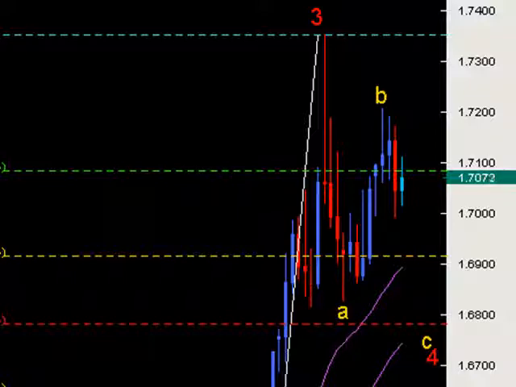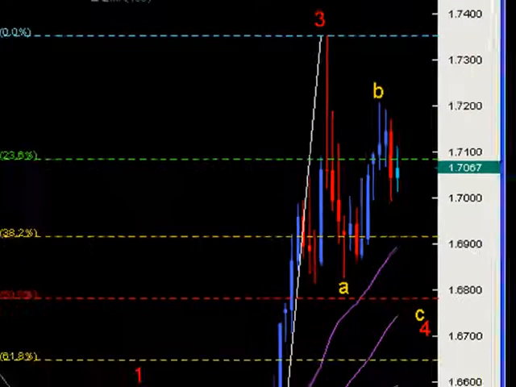What I'd like to do on the 1 hour time frame is show you two potential wave counts that we have. One is that we have not finished the yellow B yet and we're still going to make one more high. The other is that we have completed the yellow B and we're going to start to trade down. To start off with, I want to show the 1 hour time frame with the possibility of making one more new high.